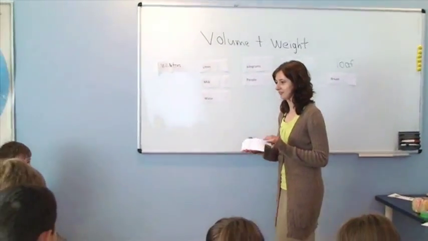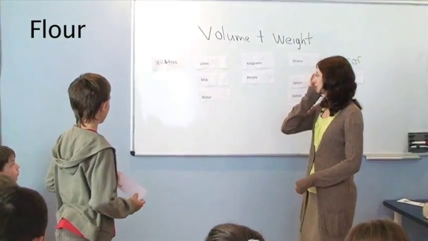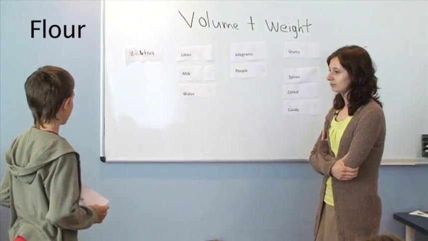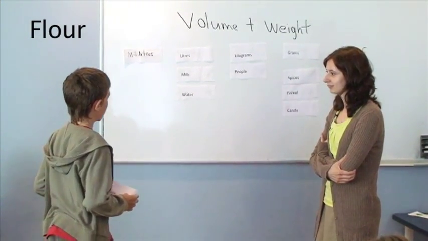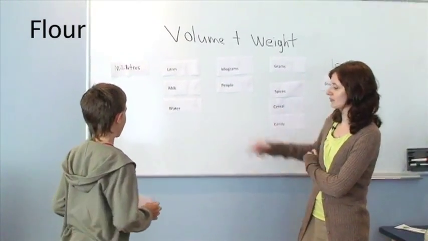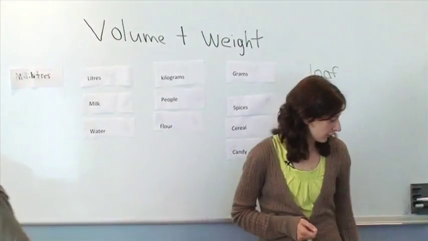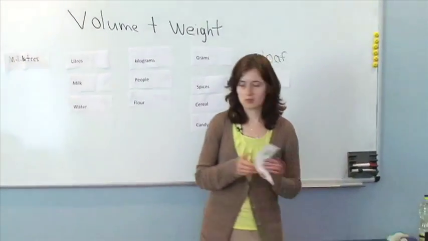Rustlin. Where does this one go? Flour. Is it a liquid or a solid? Grams. I would say kilograms. Put it on. Good job. What else do we have?